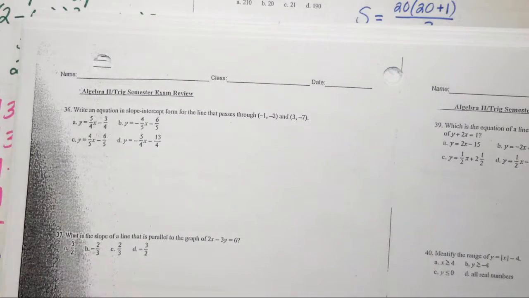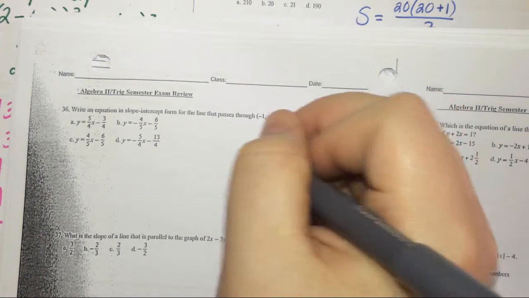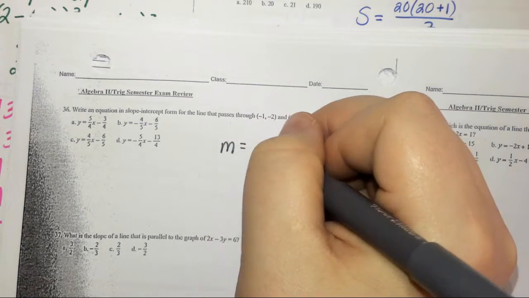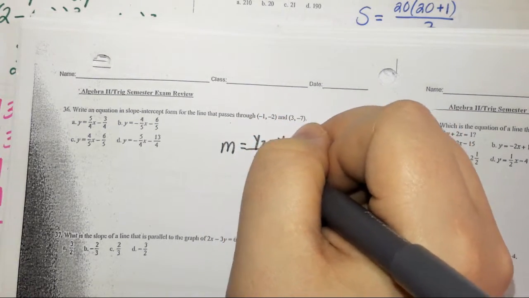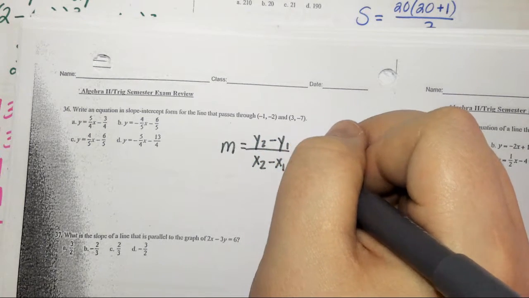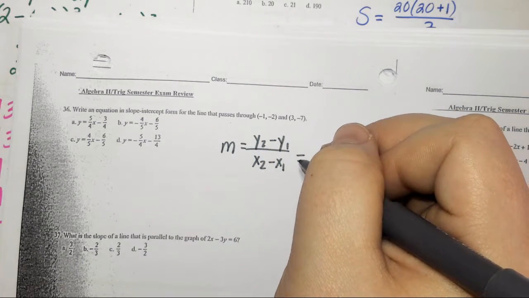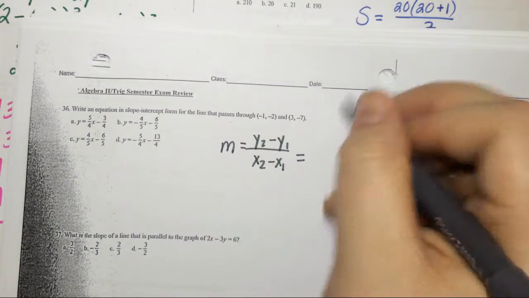Okay, 36. This is where life gets fun. First things first, let's find the slope. So y2 minus y1 over x2 minus x1. What letter did you say? Say it again. D? I think you're right. If you are, you can have a point.